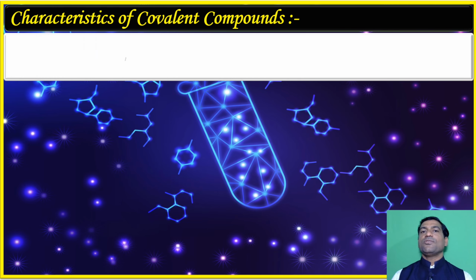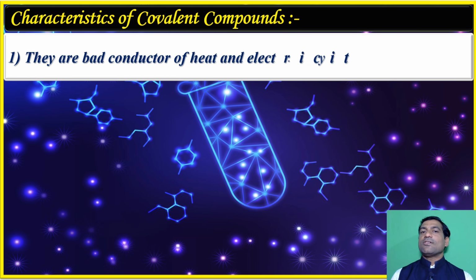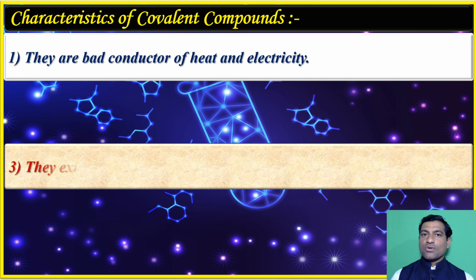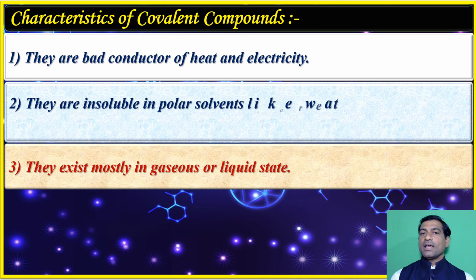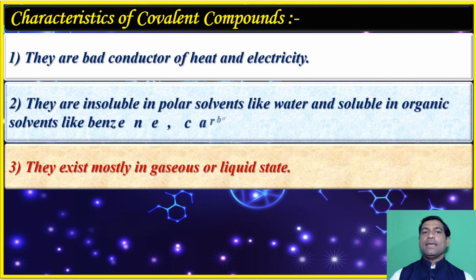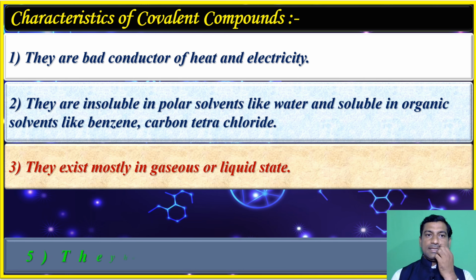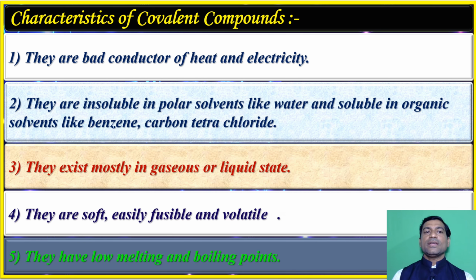The characteristics of covalent compounds. Bad conductor of heat and electricity, means covalent compounds are bad conductors of heat and electricity, and they are insoluble in polar solvents like water, and soluble in organic solvents like benzene, carbon tetrachloride, etc. Covalent compounds are insoluble in polar solvents, but soluble in organic solvents like benzene, carbon tetrachloride, etc.